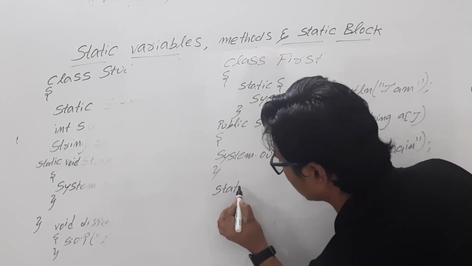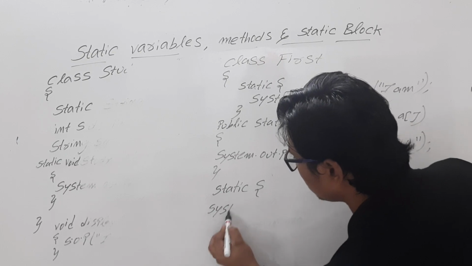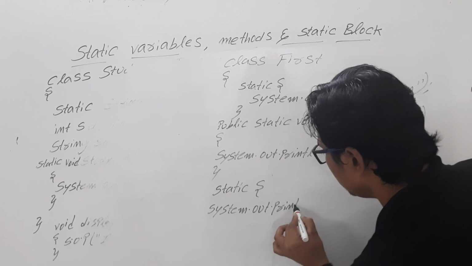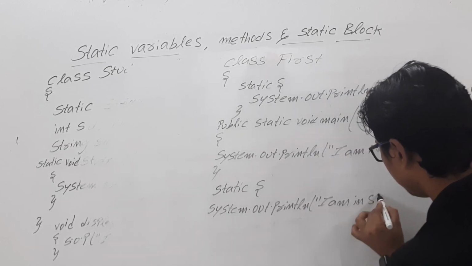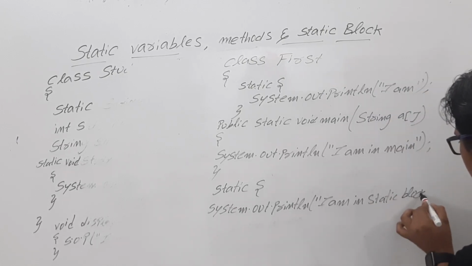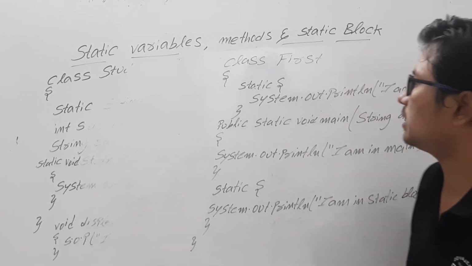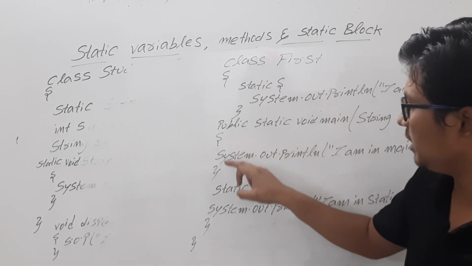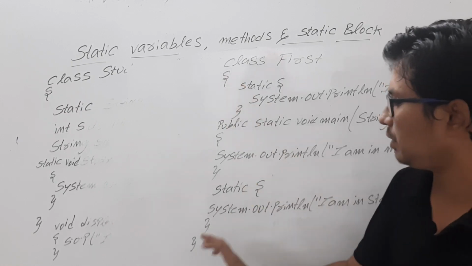So let me write static, open the curly braces, and then you can write system dot out dot println. Okay, now let me write properly. I am in static block. I hope there is no space issue. I am in static block. Let me close this, then I will close the class. See, look here. I have a static block opening and closing. Then I have the main method starting and closing. The static opened and closed, and now you have closed the class.